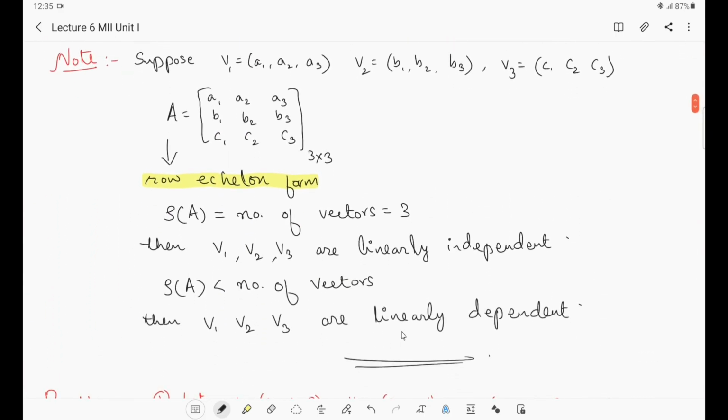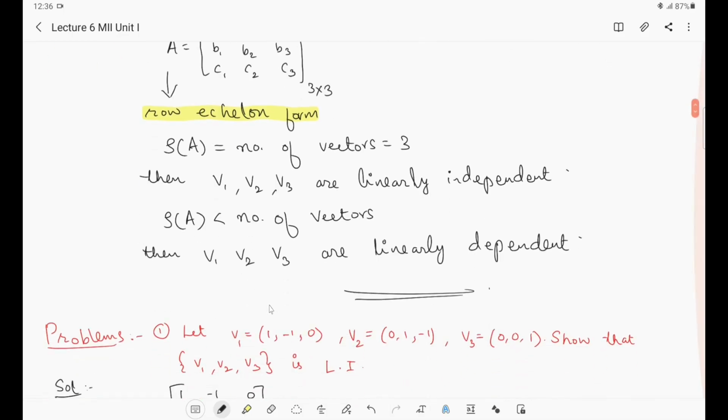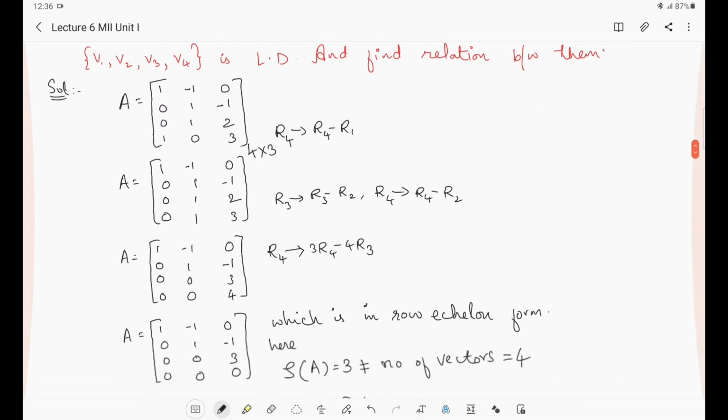But for solving the problems, what we have to do? We have to write the given vectors in the rows of a matrix, then find the rank of matrix by reducing it to row echelon form, right? If the rank is equal to number of vectors, then the vectors are linearly independent. If the rank is less than number of vectors, then the vectors are linearly dependent. So based on that, we have seen two problems.